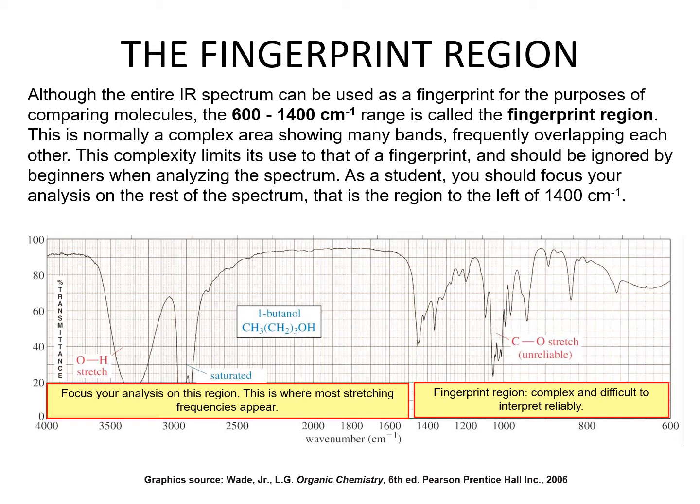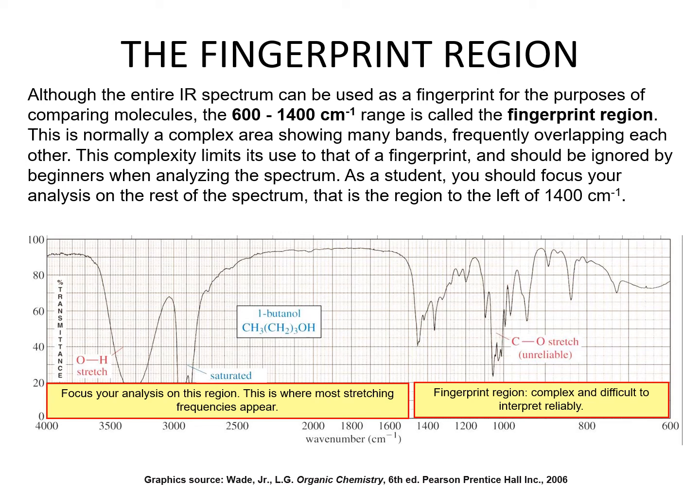But the fingerprint region is that region on the right, and that region from 1400 in this case to 600 is going to be really specifically tuned to that specific molecule. So even if you do another molecule that's similar to 1-butanol, an alcohol like 1-propanol instead, you will see the same OH stretch and saturated hydrocarbon stretch on the left for both molecules. They'll look basically the same, but the little fingerprint region on the right will be completely different, and that's how you can differentiate it.